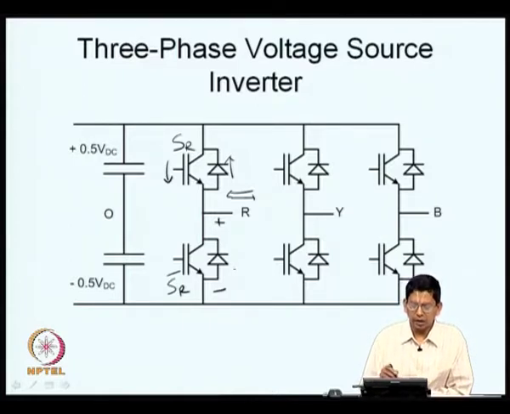So, all the 3 legs will have equal losses, and the loss in every leg is due to both the top and the bottom device. In the top you have a transistor as well as a diode and so on, and the losses can be split into either conduction or switching loss. So, the conditions are identical now.